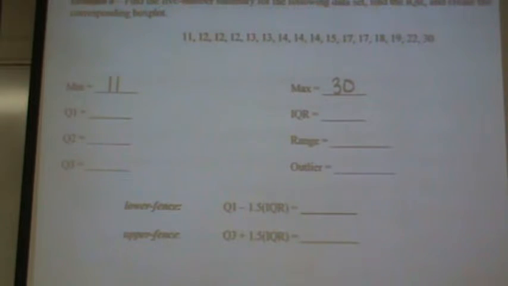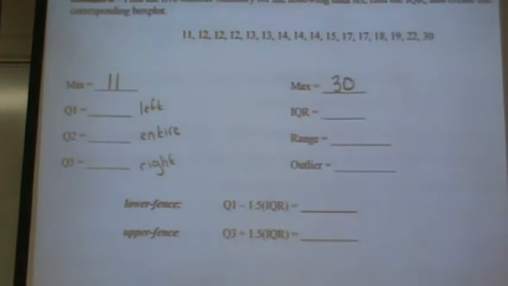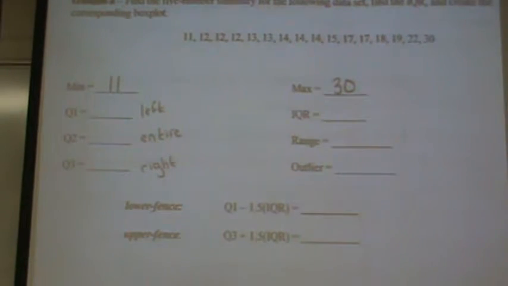Now again, your Q1 value is the left-hand, or the left side median. So if you need the reminder, it's left. Q2 is your entire set, and Q3 is the right. You always want to find your Q2 value first. So we need to find the median of our entire set.